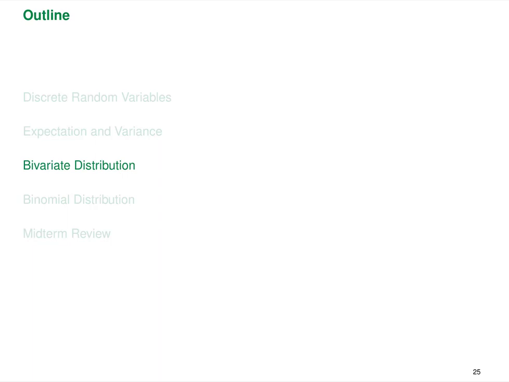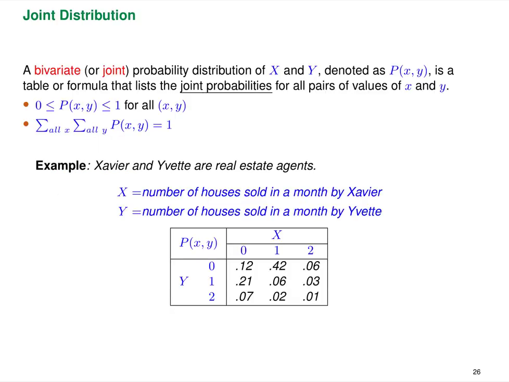Parallel with the numerical description of numerical variables, we now study the relationship between two random variables in this part of the lecture. The joint probability distribution between two random variables, say x and y, is denoted as P of x and y. It is essentially a table or formula that lists the joint probabilities for all pairs of values of x and y. The joint probabilities between two random variables is also called the bivariate probability distribution.